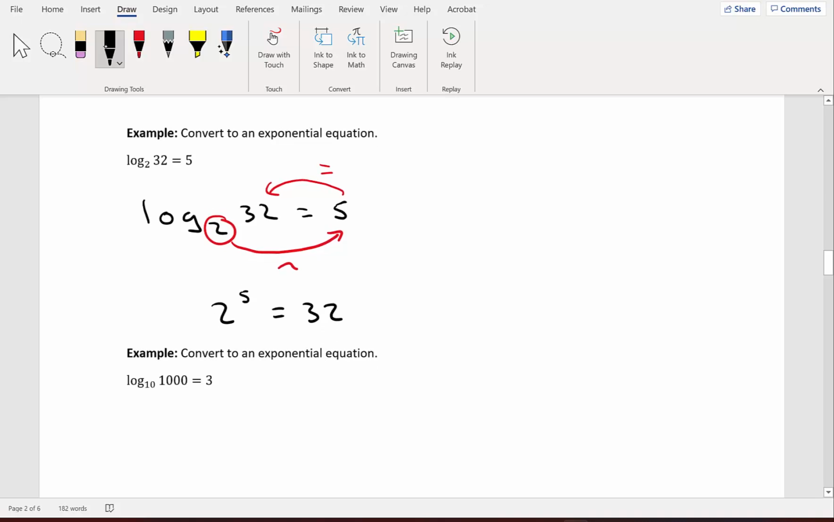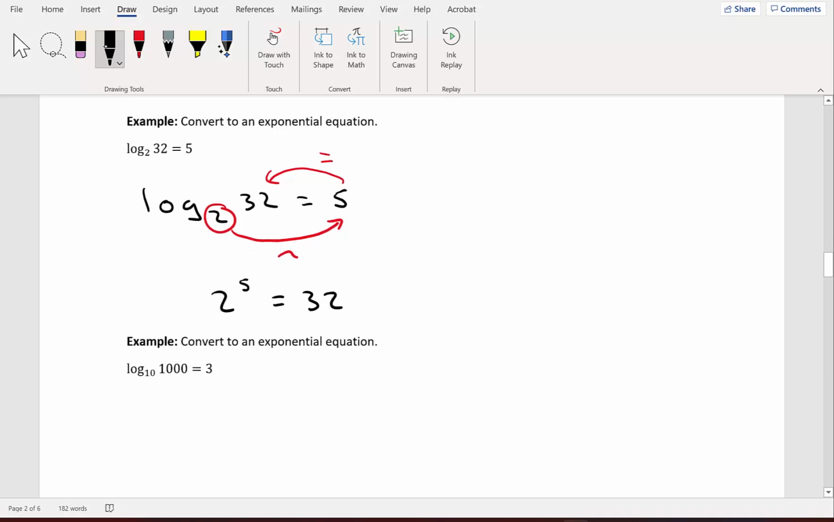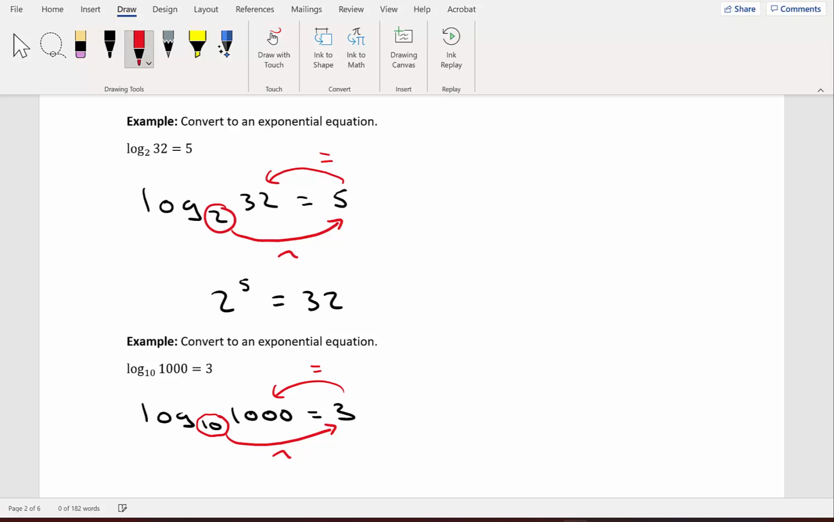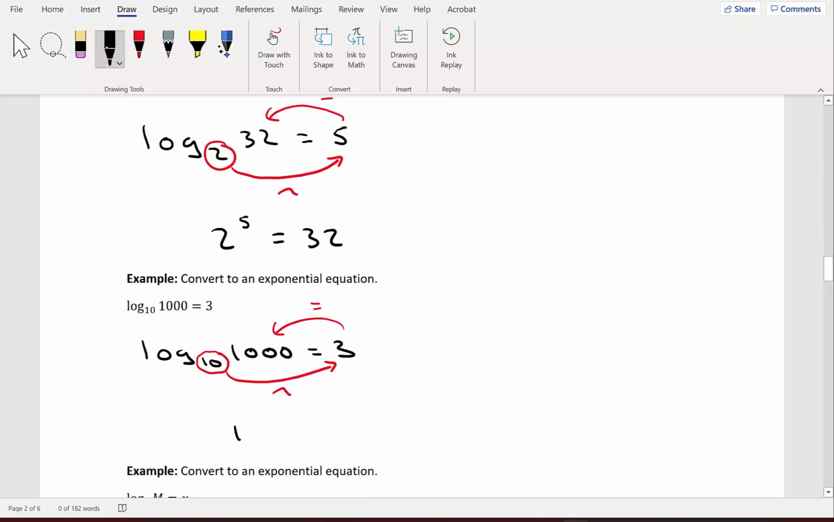Next one, very similar. We have log base 10 of 1,000 is equal to 3. So changing it to an exponential equation, take your base, raise it to this power, and it has to be equal to this number. So 10 raised to the 3rd power is equal to 1,000.